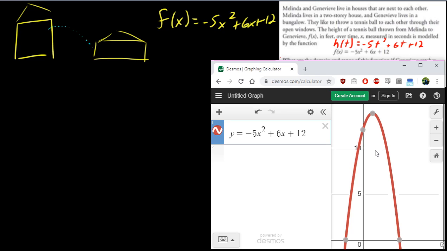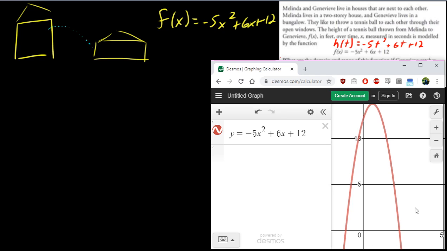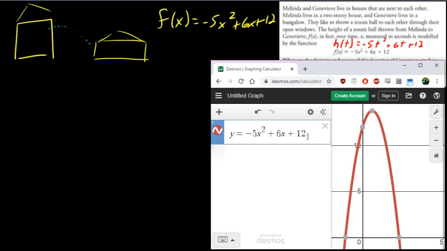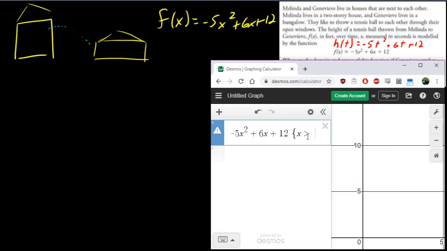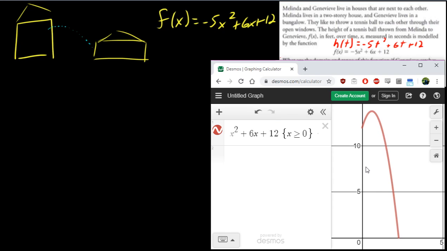If x is representing time, then we wouldn't ever have any negative x's, right? This is our negative time, which really wouldn't make too much sense. And if y is representing the height of the tennis ball in feet, then we wouldn't have any negatives either. So this would be a good question for us to take a look at. x has to be greater than or equal to 0, and that's our time. And then our y, that's our height.